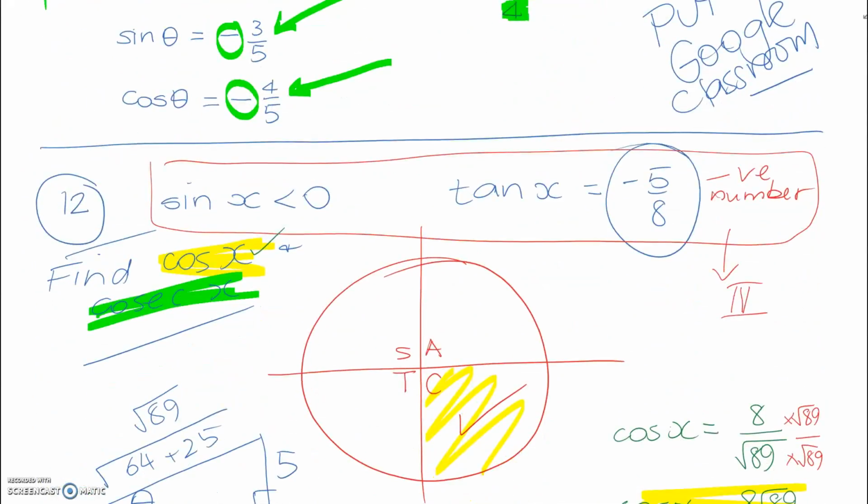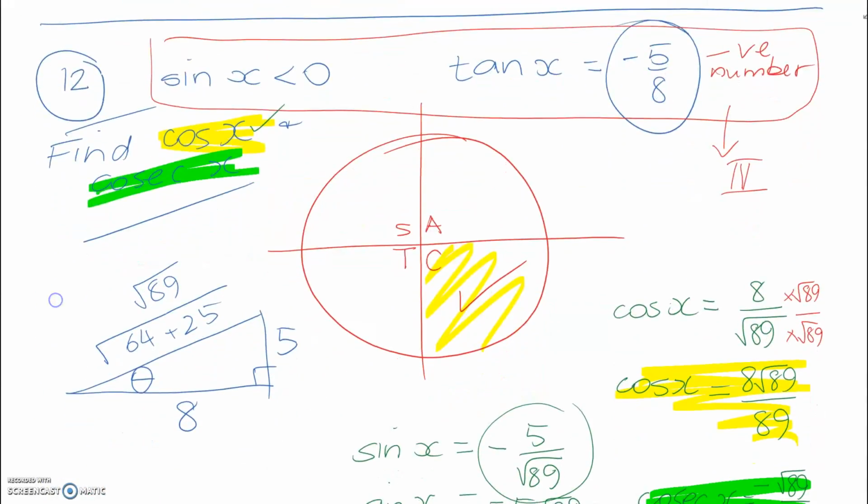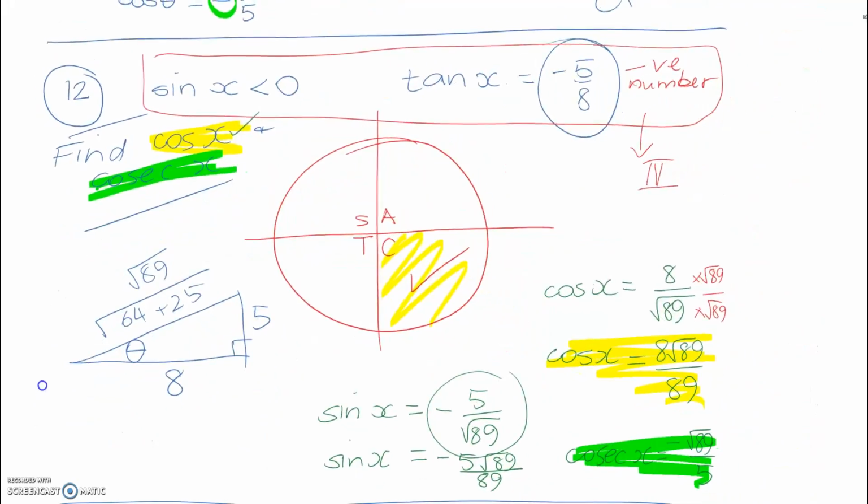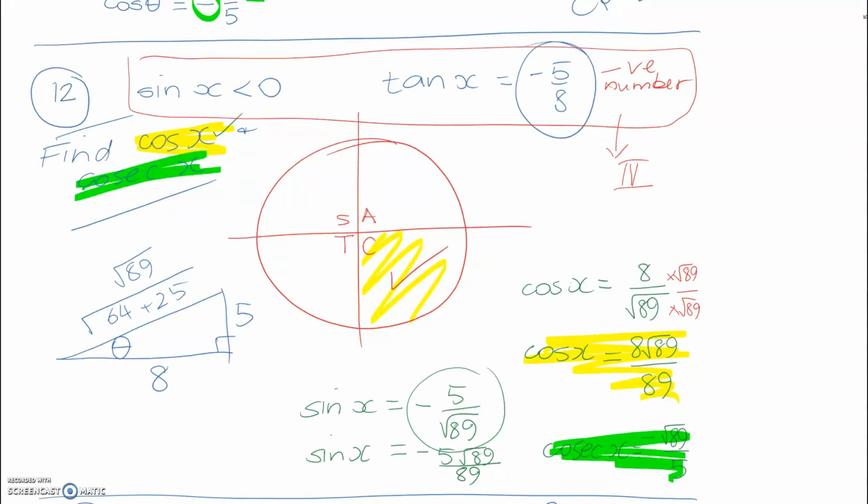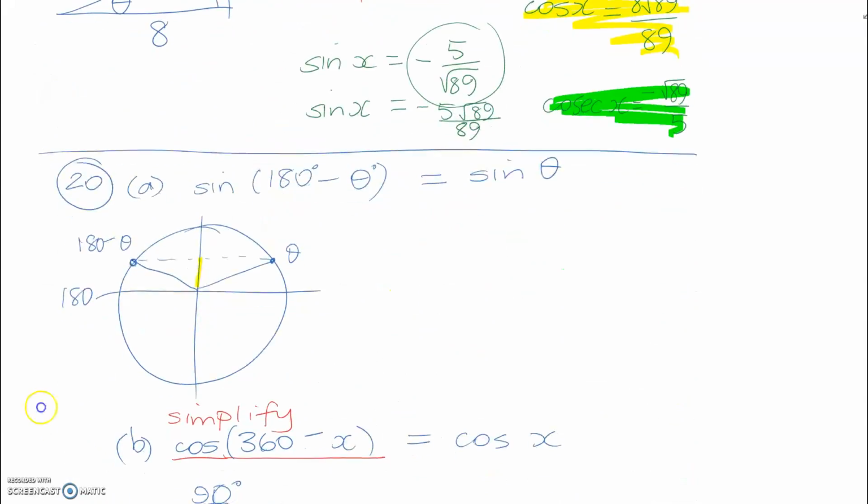Here's another one, question 12 in your exercise set. I'll just leave that there for you to look at. You can pause it. It wants you to find cos x and cosec x. And remember, cosec is 1 over sine. That's why I had to go and find sine x. Pause it and have a look. And here's question 20.